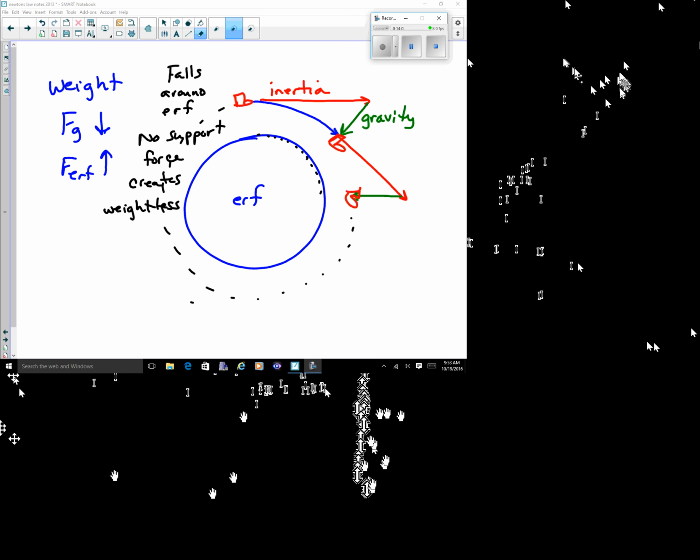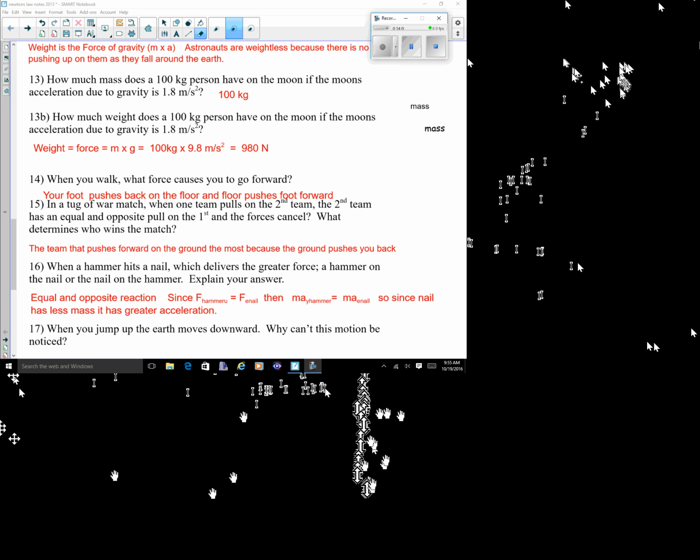Okay, let's look at number 13 now. It says, how much mass does a person have? That's 100 kilograms. Well, guys, don't even do any equation yet, because all you have to do is look at where it says mass, because mass never ever changes. So where it says 100 kilograms right here, a 100 kilogram person is always going to be a 100 kilogram person, whether they're on the moon or on Earth.